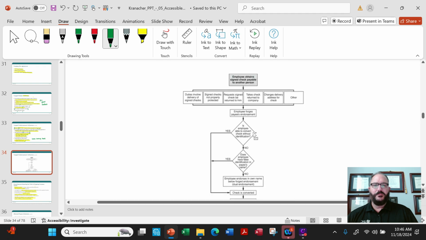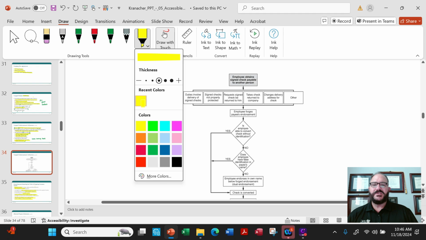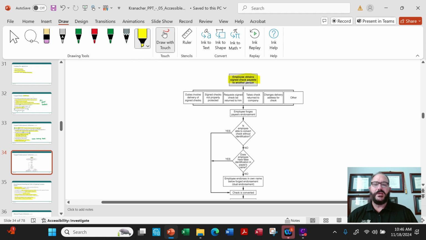Let me just make it a little bit bigger. So first thing, notice here. We'll just take a quick look here. Employee gets the check. Then somehow they have to tamper with the check. They have to change an address or something. They forge the endorsement. And then what happens? Can they do it without identification? Do they send it to another company? So again, if you stop and think, remember the whole thing about, well, if you think like a criminal or a fraudster, you'll be surprised how creative people can be.